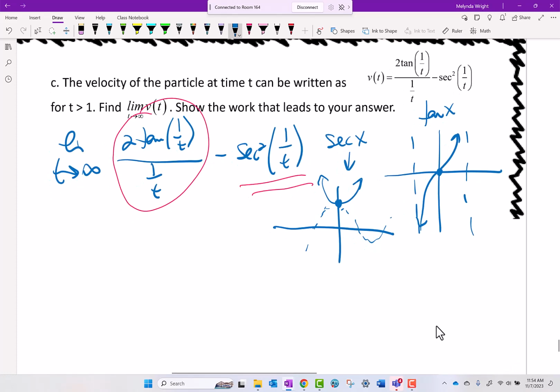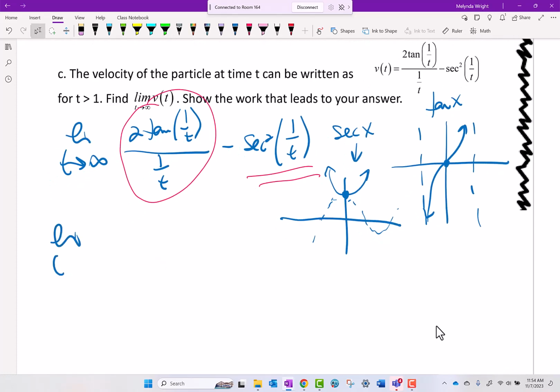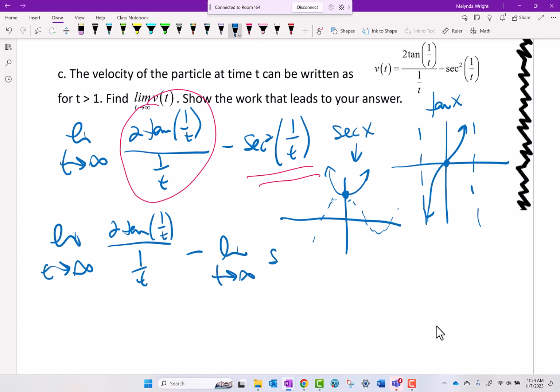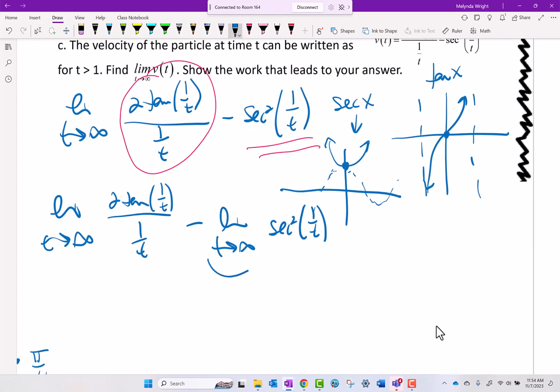So I could actually split this limit up. The limit as t goes to infinity of 2 tangent of 1 over t over 1 over t, minus the limit as t goes to infinity of secant squared of 1 over t. That's what I should really do, because this part is just going to be 1 squared. That one's kind of done. It's the first part that's going to be more challenging. Are we okay with that? Okay.